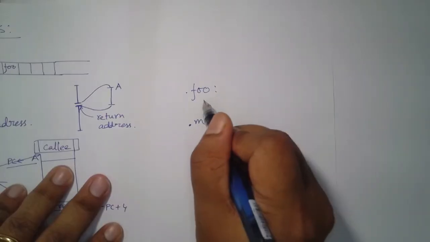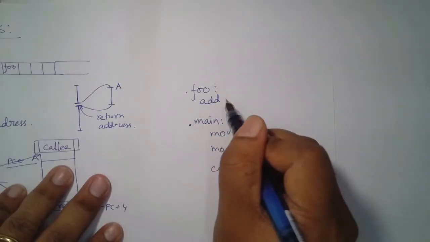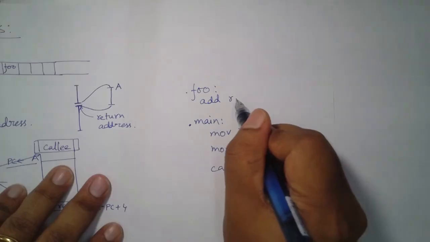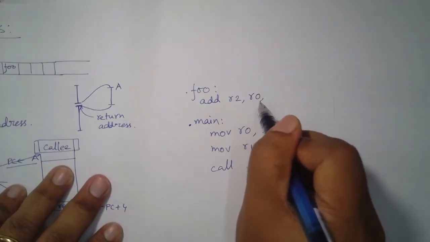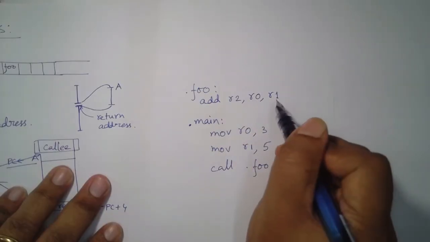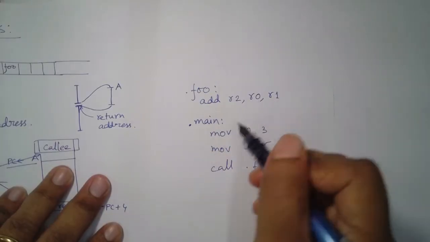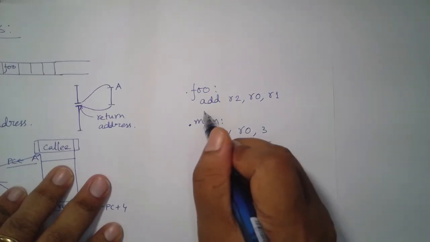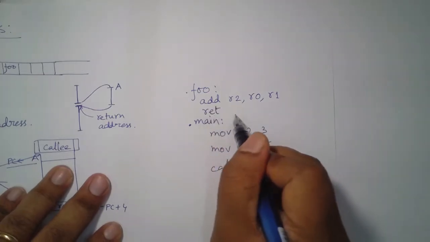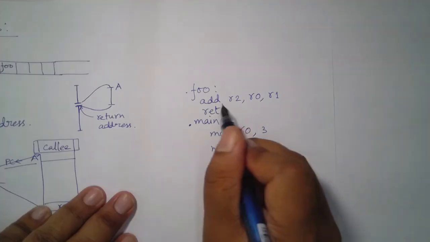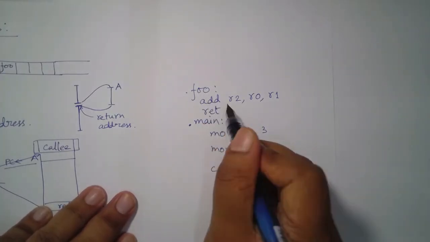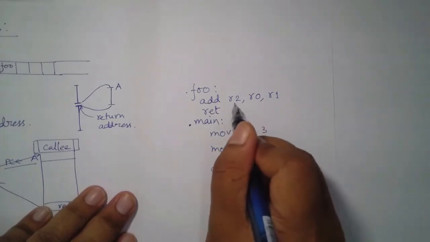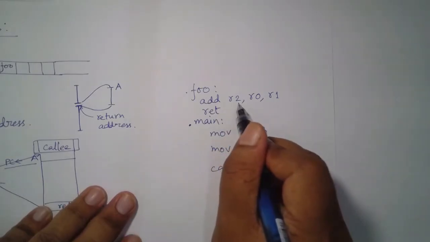What I do here is simply write add, and I store the value of this add in R2. I add the two registers R0 and R1 and store the value in R2, and once my addition is done I return. So what do I return from this function? I return the answer of this addition in this register R2, all right.